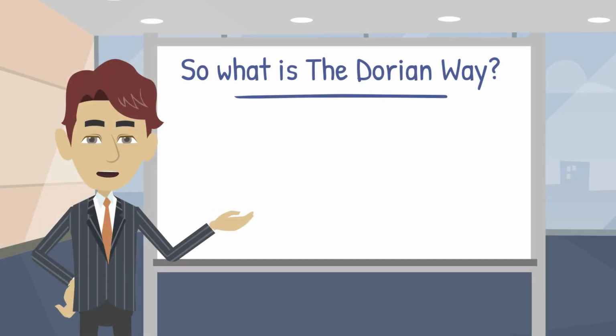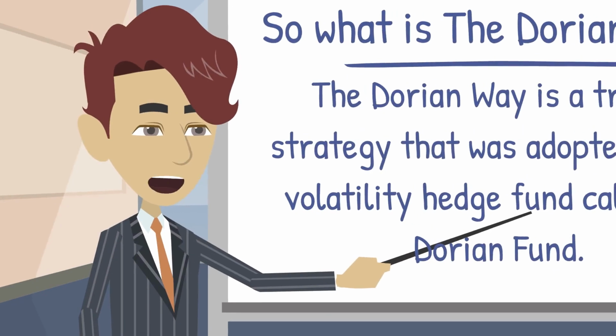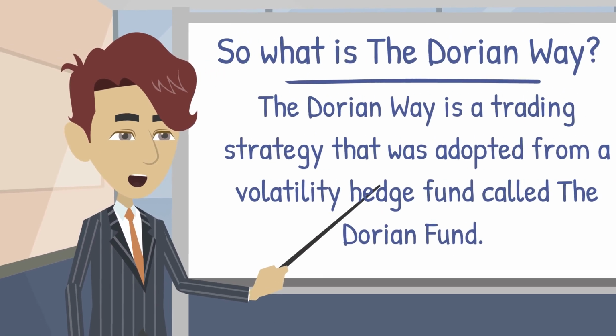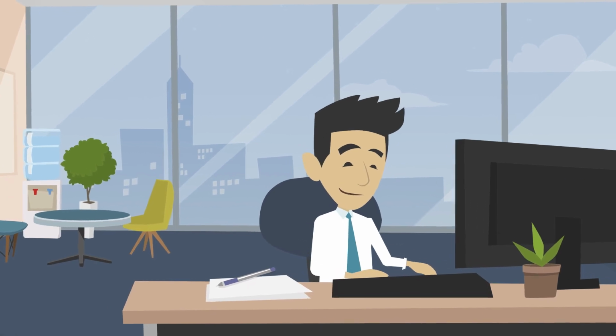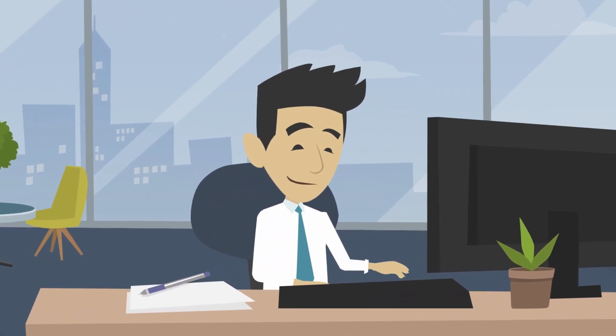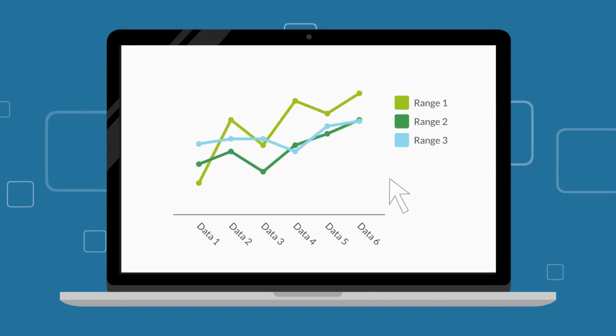So what is the Dorian Way? The Dorian Way is a trading strategy that was adopted from a volatility hedge fund called the Dorian Fund. The principal objective of the Dorian Way is to teach you how to trade to make monthly income that can act as a supplement or primary source of income.